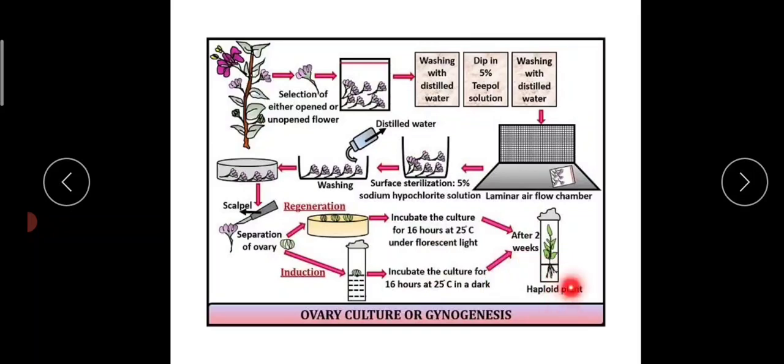After 2 weeks we can see a plantlet, though it's not like every plant will be regenerated after 2 weeks. Initially they may produce a callus, and from that callus embryos will be produced if we go for the indirect method. Sometimes a plant may regenerate directly from these anthers. Anyway, after a particular time we can see that a haploid plant is regenerated from these anthers or pollens. So this is the overall procedure we are following.